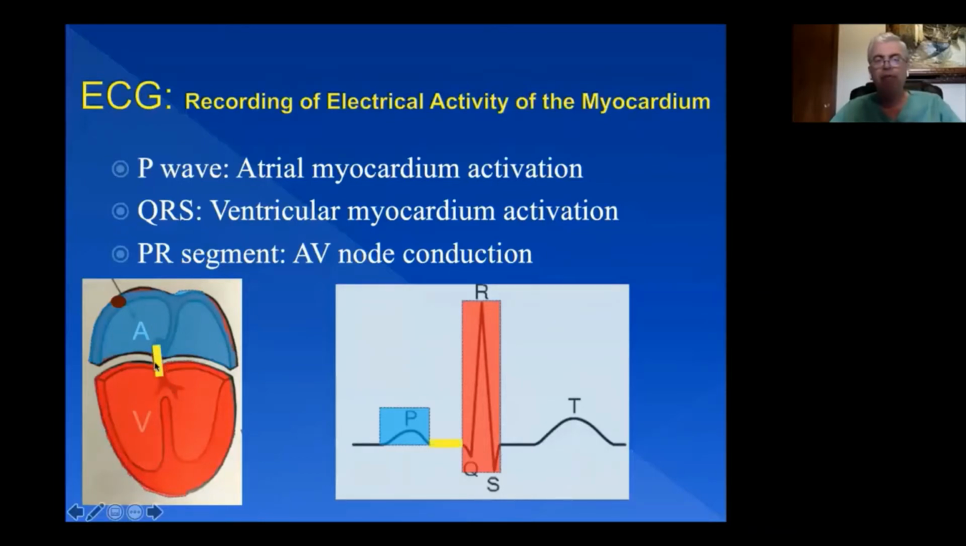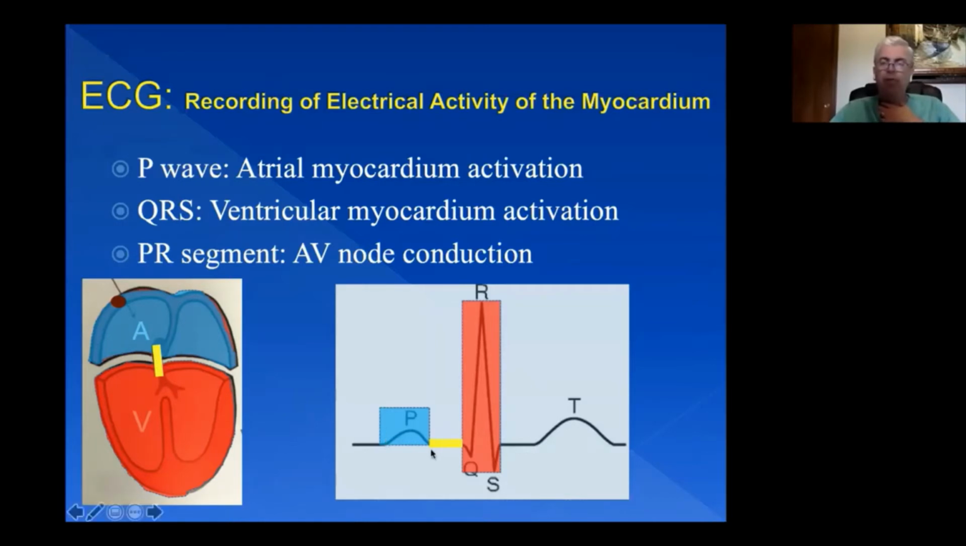As the impulse is going between the atria and the ventricles, it's going through the AV node with no muscle fibers. So you get an isoelectric line. You have no electrical activity to record. And the two muscle masses are separated by the annuli, the AV valves, the tricuspid valve on the right and the mitral valve on the left. Those annuli are fibrous tissue and will not allow conduction between the atria and the ventricles. So normally the AV node is the only normal electrical connection between the atria and the ventricles.